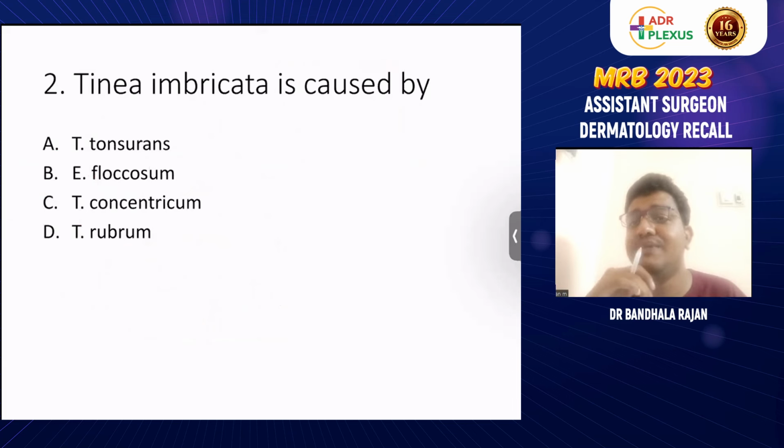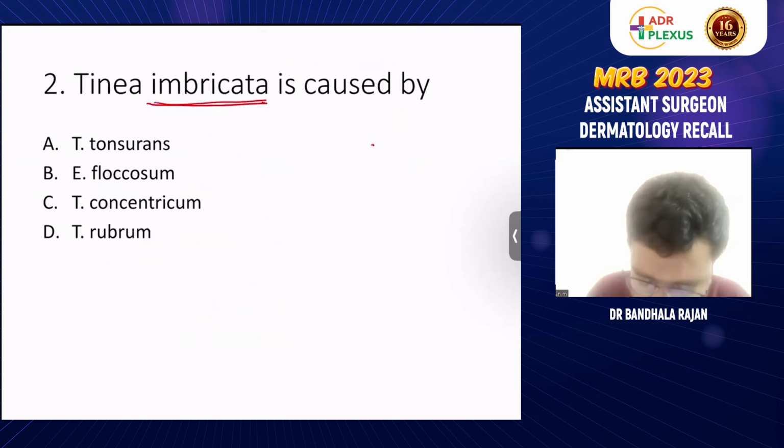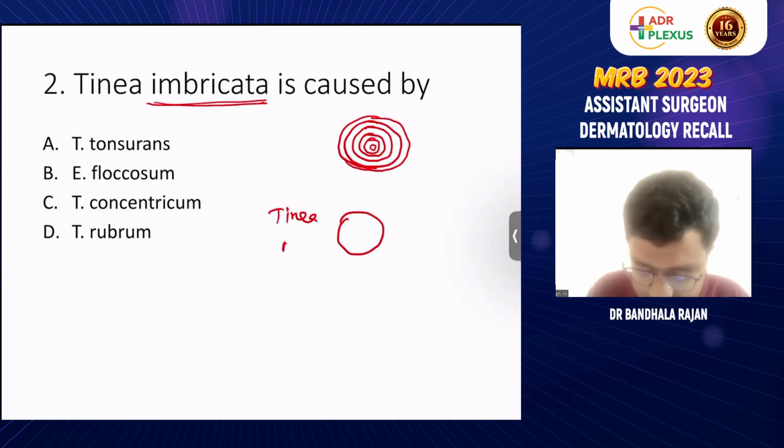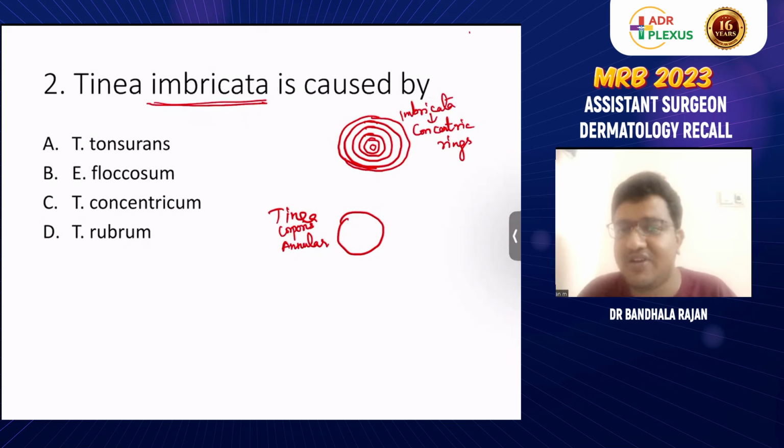Next question: tinea imbricata is caused by? Options are Trichophyton tonsurans, Epidermophyton floccosum, Trichophyton concentricum, Trichophyton rubrum. First, you should know what imbricata is. Imbricata basically means the lesions will be in concentric rings. Normally tinea corporis will be an annular plaque. Here it will be concentric rings. So it is very easy to tell. Whenever you see concentric rings, it will be concentricum. That's all.